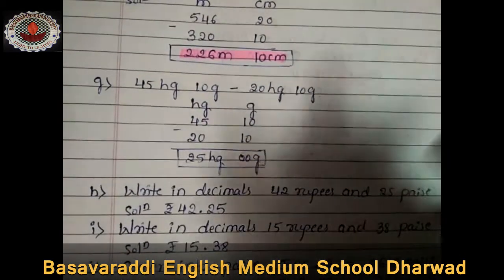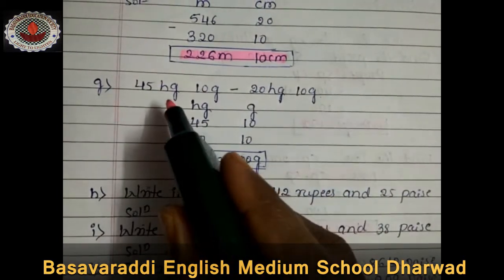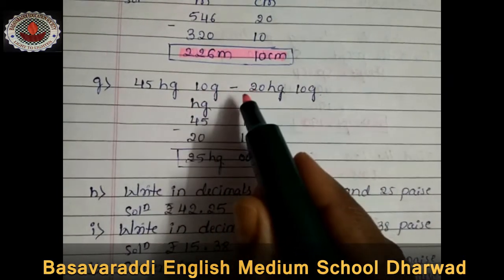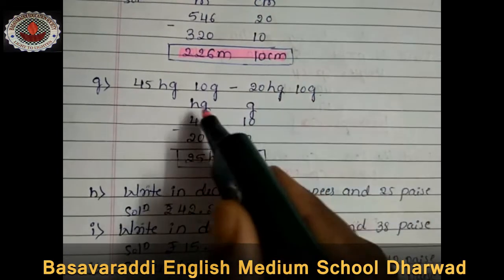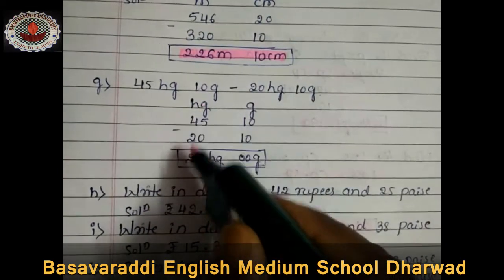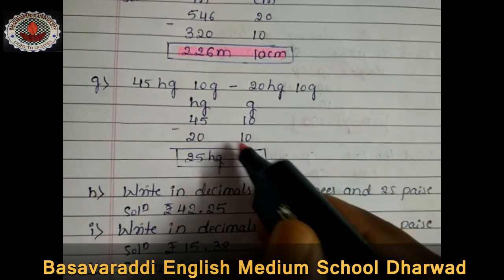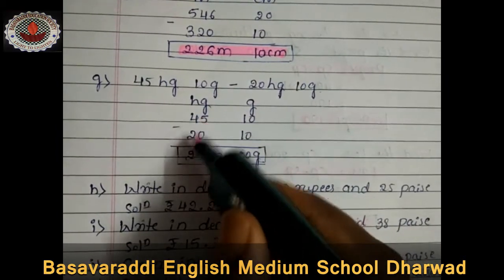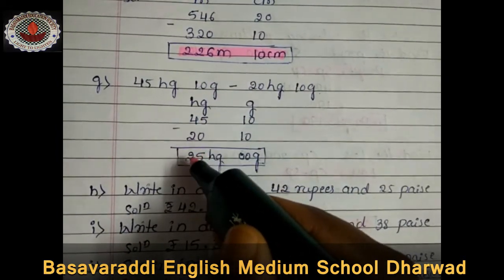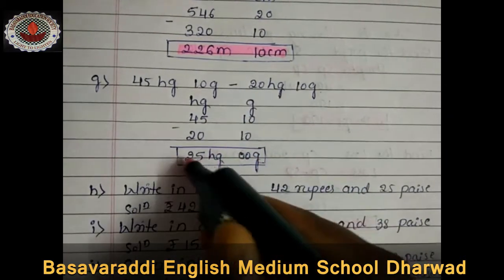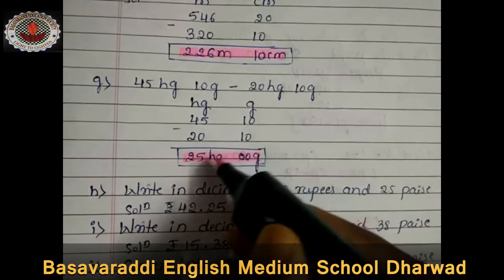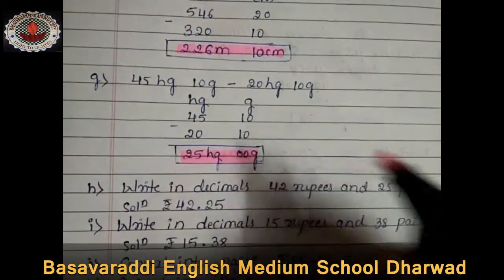Next, the G one: 45 hectograms 10 grams minus 20 hectograms 10 grams. So make two columns, one for hectogram and one for gram. Filling in the amounts in the respective columns, we get 25 hectograms and 0 grams. Okay, this is the answer for the G question.